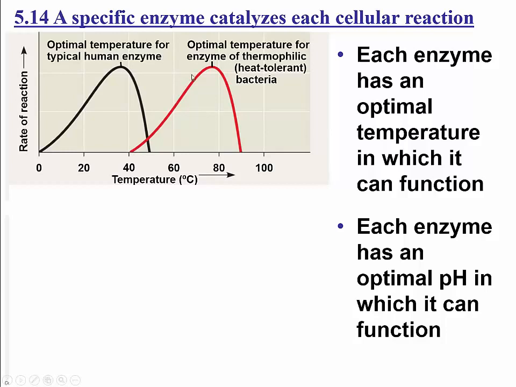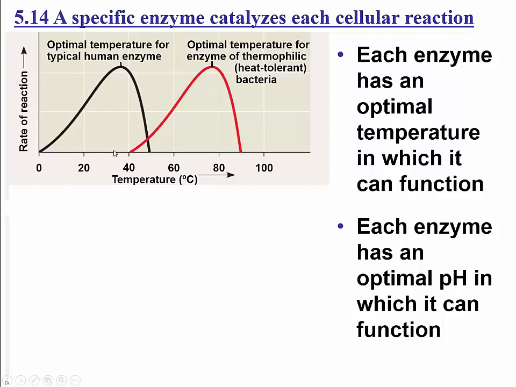Now if you look at the red one on the right, this is the temperature optimal for a thermophilic bacterial enzyme. The optimal temperature here is about 78 degrees, 77, 78. And if you look at the overlap, we want to think about whether this enzyme would work in the human body. If you look at it, it doesn't even function at all over here at 37. So that's really important to think about too.